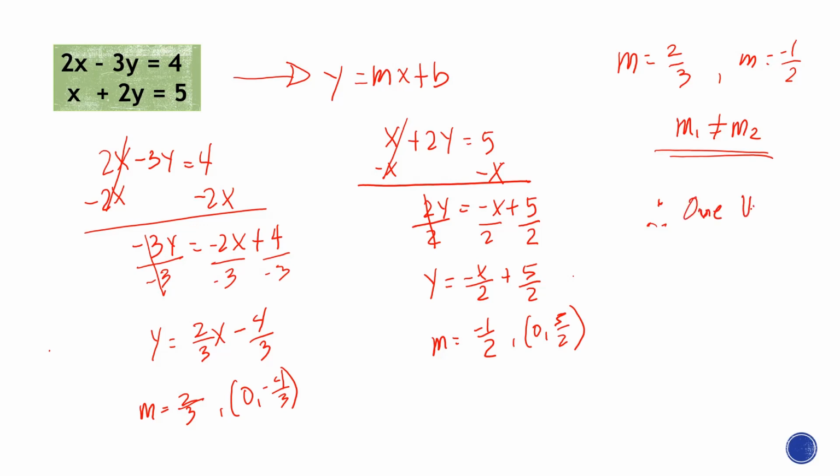one unique solution. There you go. One unique solution. Okay? So as long as the slopes are not equal, there's no need for us to compare the y-intercepts. Let's go to the next example.